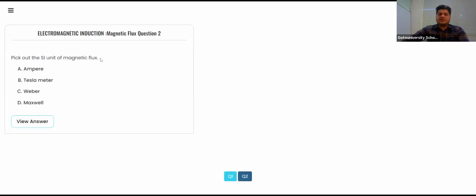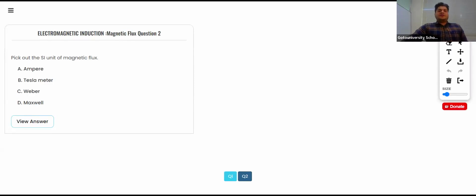The next one. Pick out the SI unit for magnetic flux. The options are ampere, Tesla meter, Weber, or Maxwell.